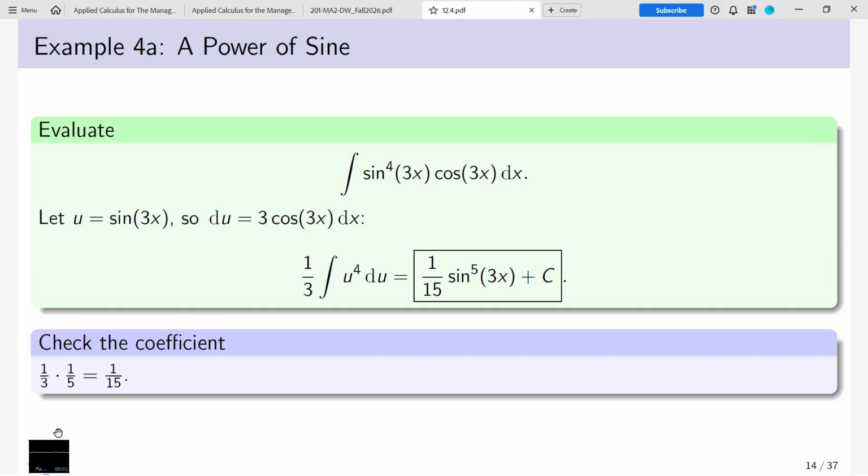The cosine factor is the derivative partner of sine. The inner derivative contributes 3, and the power rule contributes 1/5, giving the final coefficient 1/15.